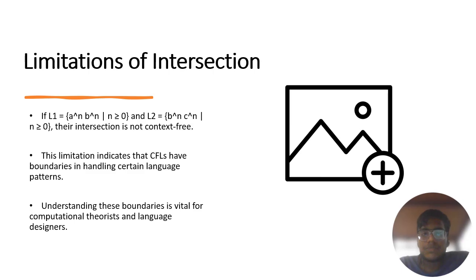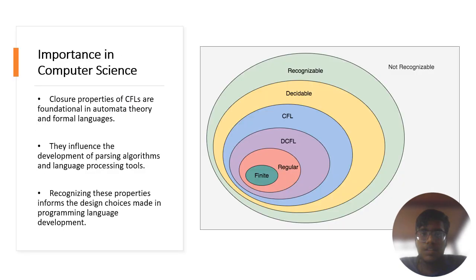Limitations of intersection. If L1 is a to the power of n, b to the power of n, c to the power of m, where n is greater than or equal to 0, and L2 is a to the power of m, b to the power of n, c to the power of n, the intersection is not context-free. This limitation indicates that CFLs have boundaries in handling certain language patterns. Understanding these boundaries is vital for computational theorists and language designers.